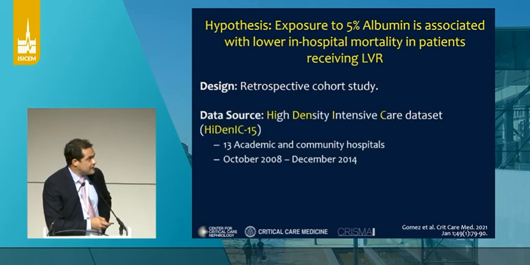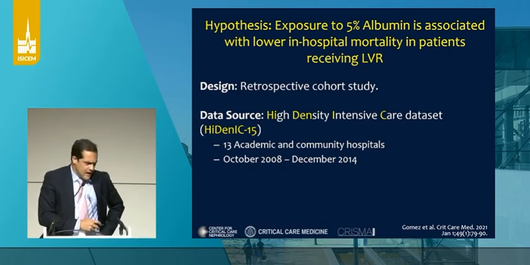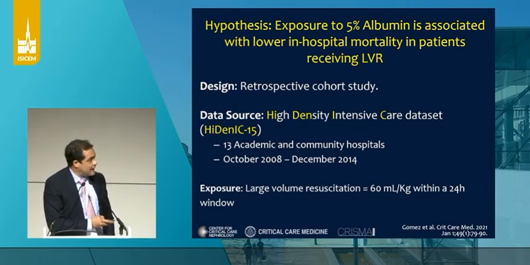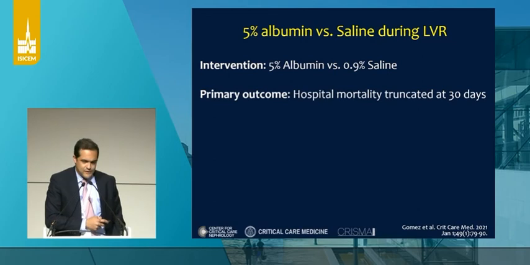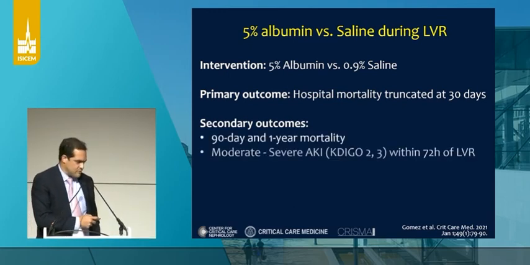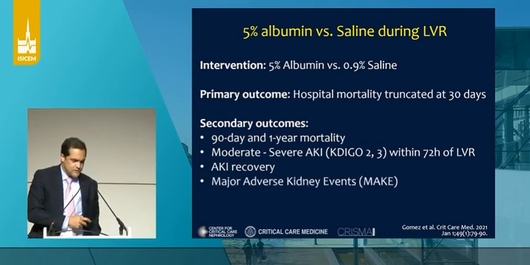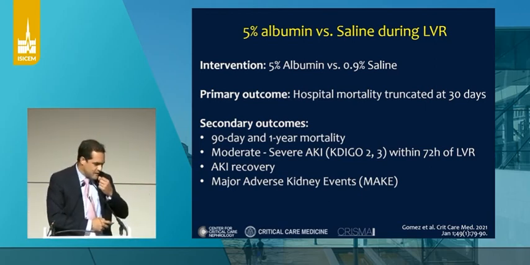It was a retrospective study that used this data set, which is the high-density intensive care data set, which is composed of ICU patients that came to any of the 13 academic hospitals in our institution, and that's the exposure that we talked about. We compared 5% albumin against saline, and the primary outcome was hospital mortality truncated at 30 days. And the secondary outcomes were the usual suspects, right? 90-day and 1-year mortality, moderate to severe AKI, AKI recovery, and MAKE, which is major adverse kidney events, which is a composite of death, RRT need, or progression of AKI.